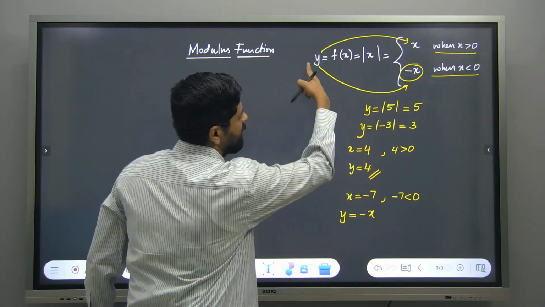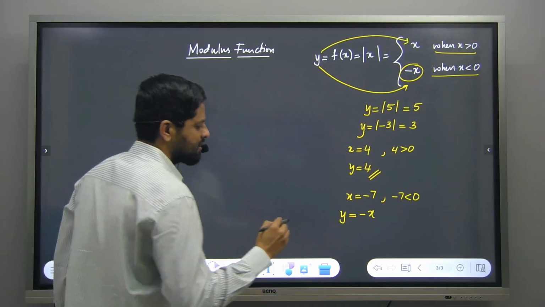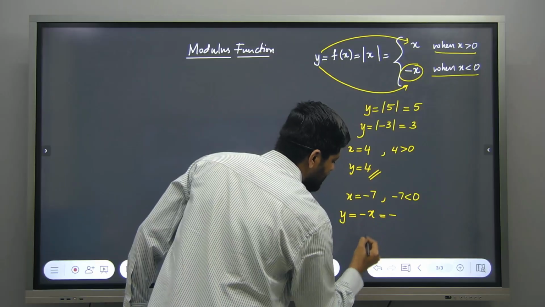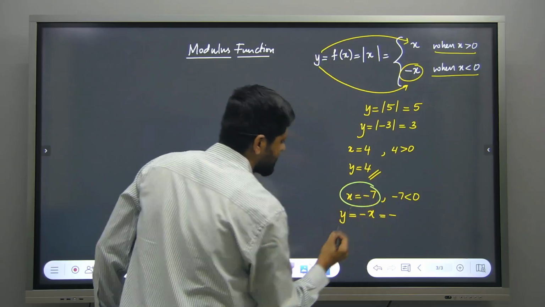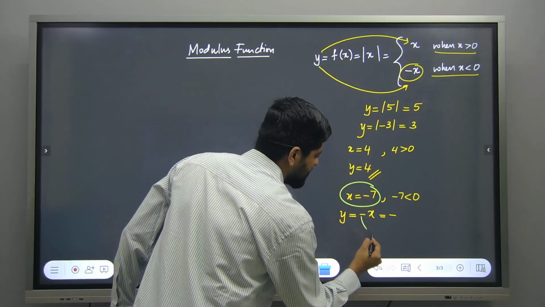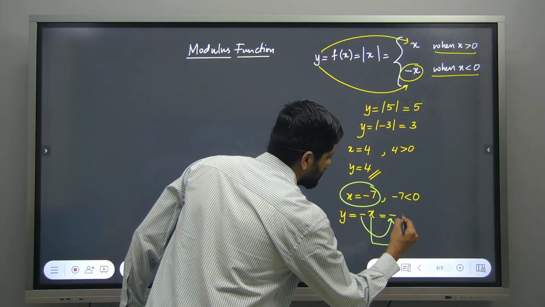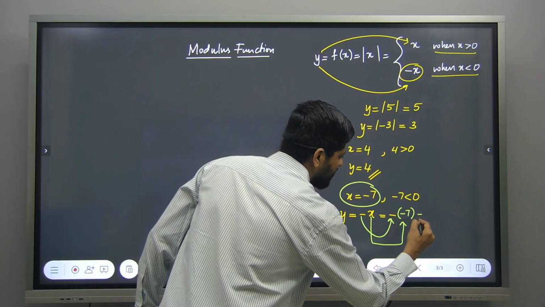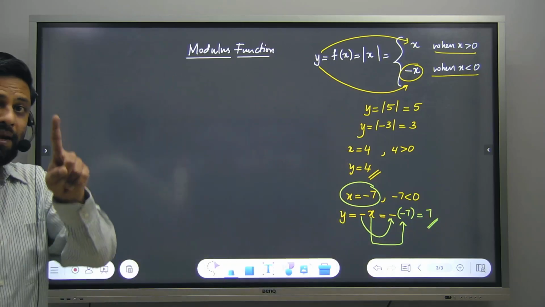I hope you understood, because y is minus x when x is lesser than 0. So y should be minus x. What is x exactly? x is minus 7. So this minus is from here, and x is minus 7. So what will you get finally? Plus 7. That is my end result.